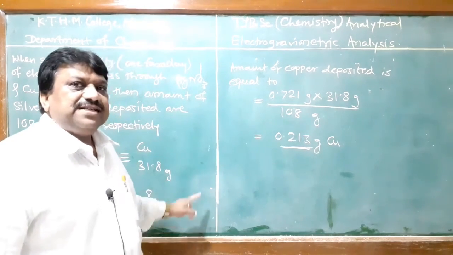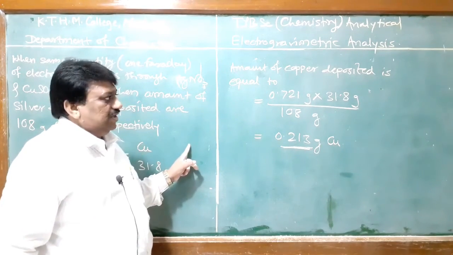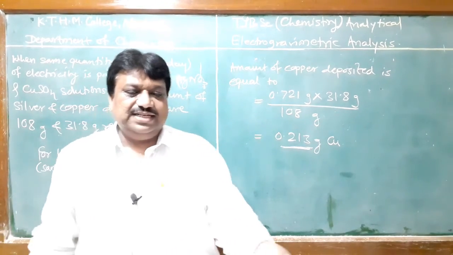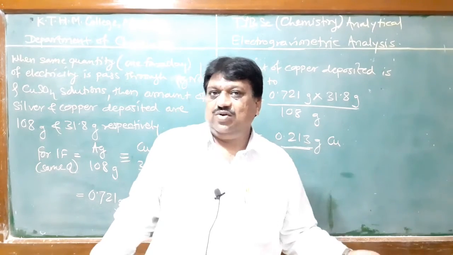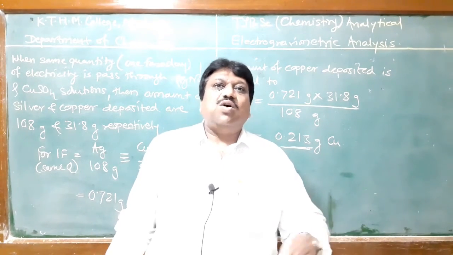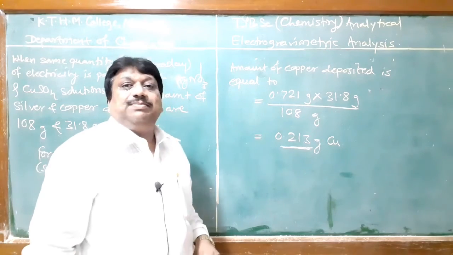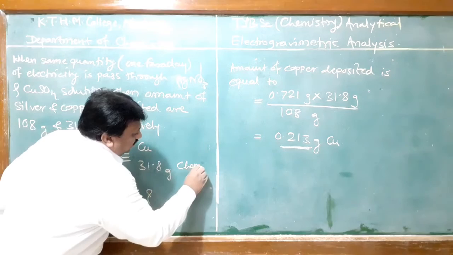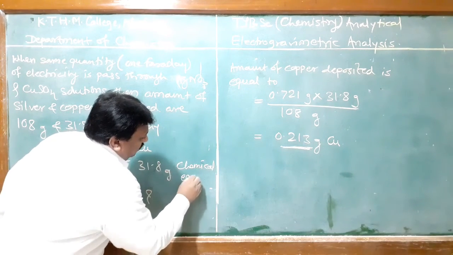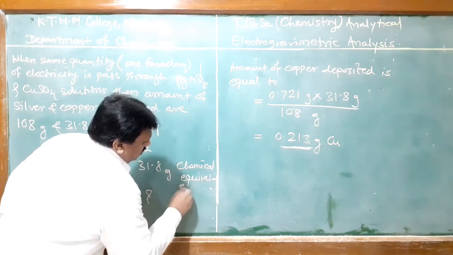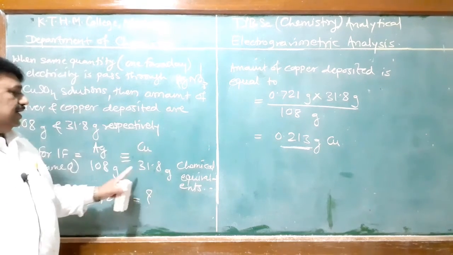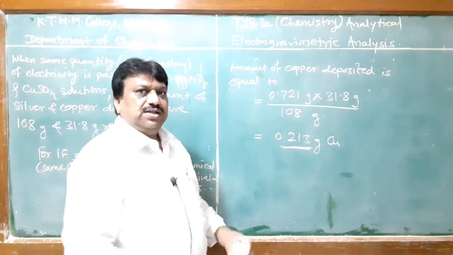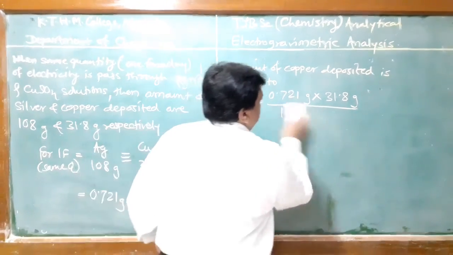Now, this is a problem based on Faraday's second law of electrolysis, and from this we can find out, if one substance is deposited in this much amount by that much quantity of electricity, how much of the other is deposited, if we know the chemical equivalent of that particular substance. These are the chemical equivalents of copper and silver, and therefore from chemical equivalents we can find out the amount of material deposited.